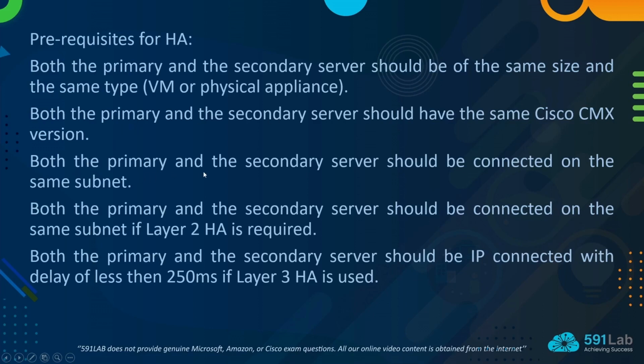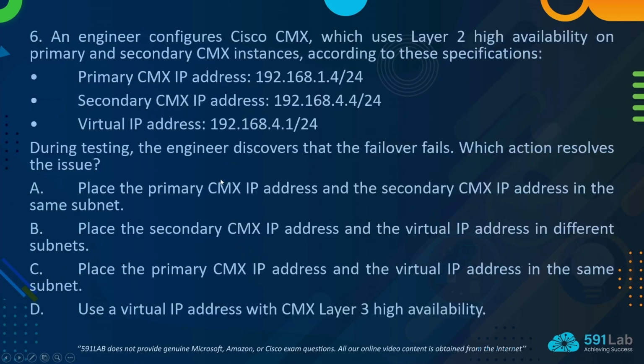Both the primary and the secondary server should be connected on the same subnet. So both should be on the same subnet IP addresses. If we check this, we can see that the primary CMX address is on .1.4 and the secondary is .4.4. So we are not on the same subnet. We should be on, for example, .4.1, and the second should be .4.4. So we should be on the same subnet to be able to have the failover happening.